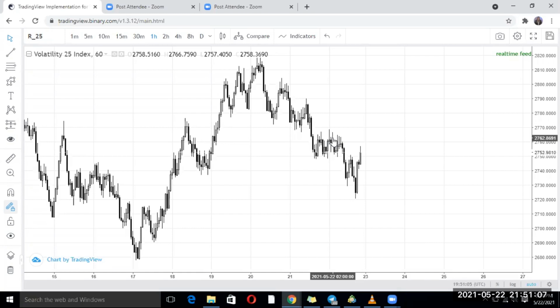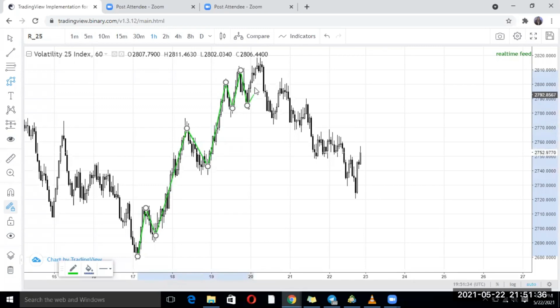Let me quickly annotate so that we can see it. From here we have the first low. This is a higher high, higher low, higher high, higher low, higher high. This one is not actually a higher low because it's the same low, in line with this one. So it created a new higher high here.